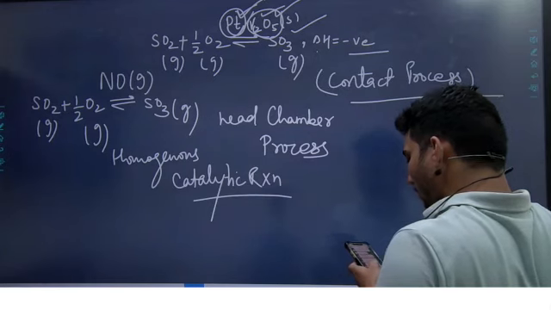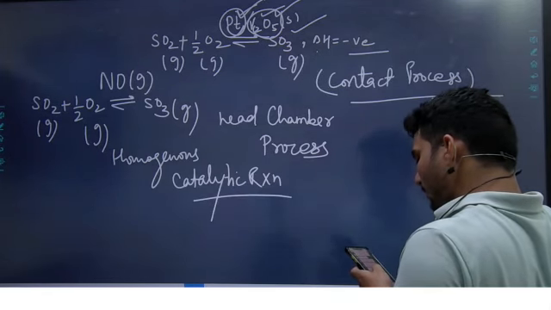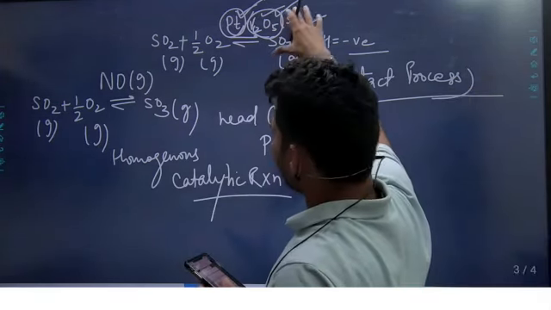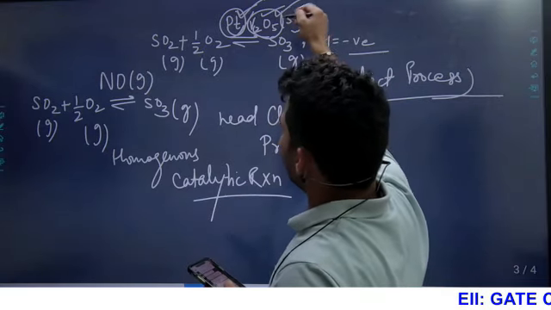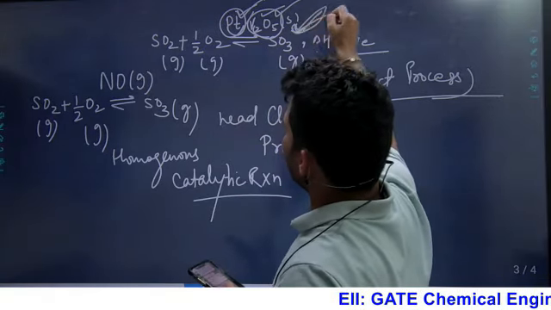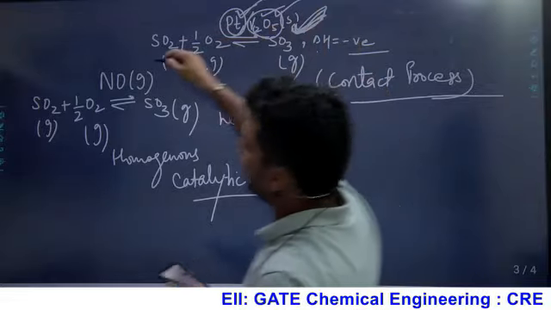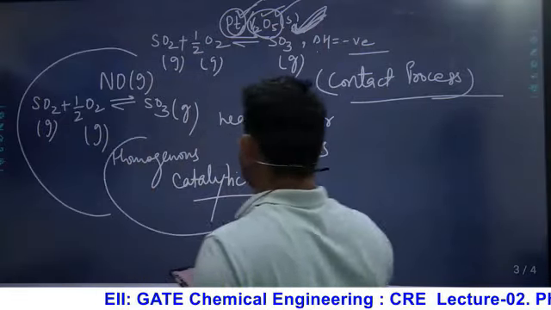Sarthak, sir, all are in gas phase. So how is it? Sarthak, you are talking about this sulfur trioxide. That is in the solid phase. V2O5 is in the solid phase. For this example, that is the example of homogeneous catalytic reaction. I am telling you.